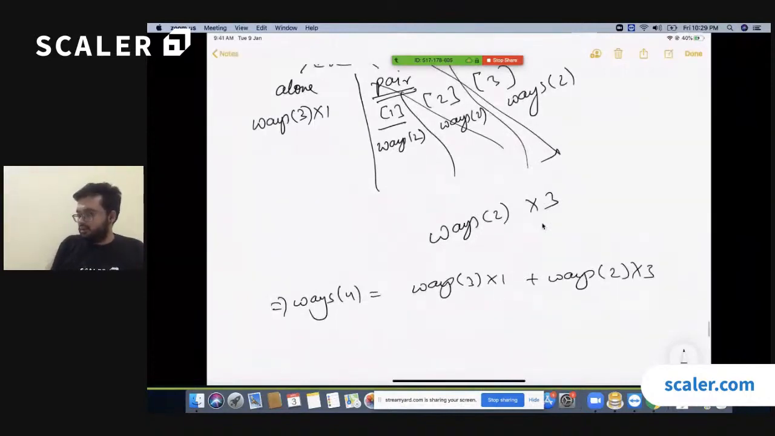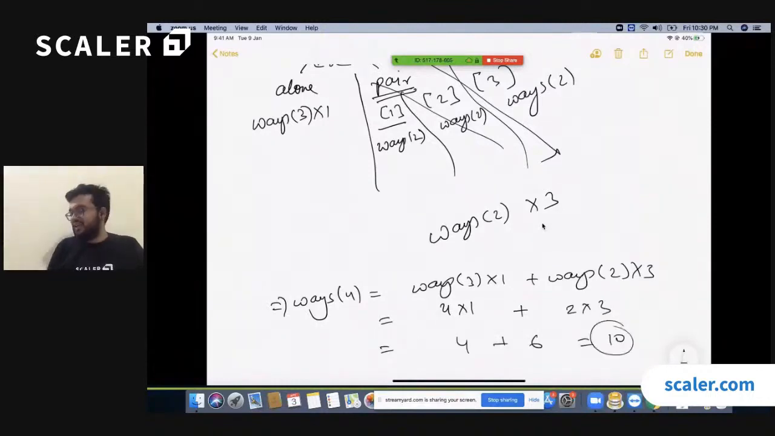multiplied by 3. Ways 3, I already know the answer was 4, so I will say 4 into 1. Plus ways 2, I already know the answer was 2, so 2 into 3. I say 4 into 1 is 4, 2 into 3 is 6. I say there are 10 ways for 4 people to enjoy the party.